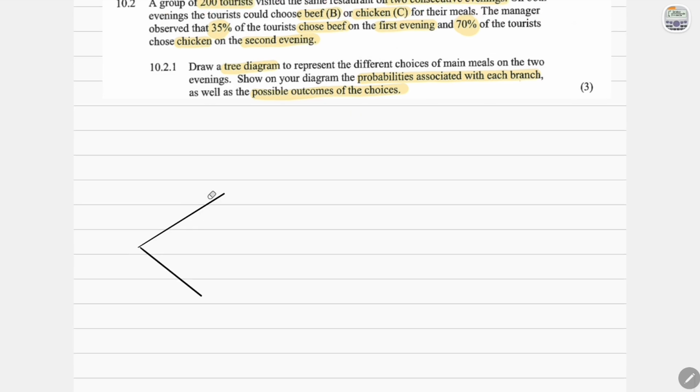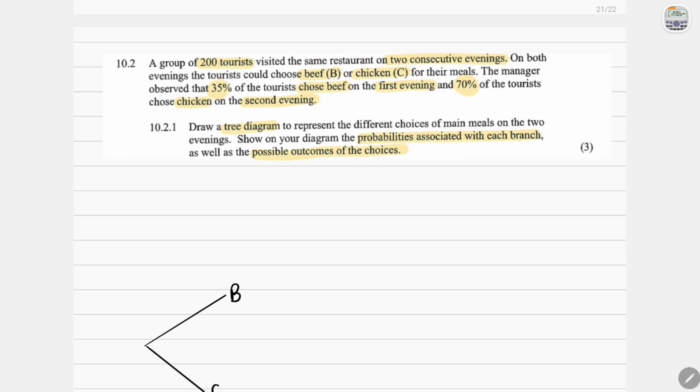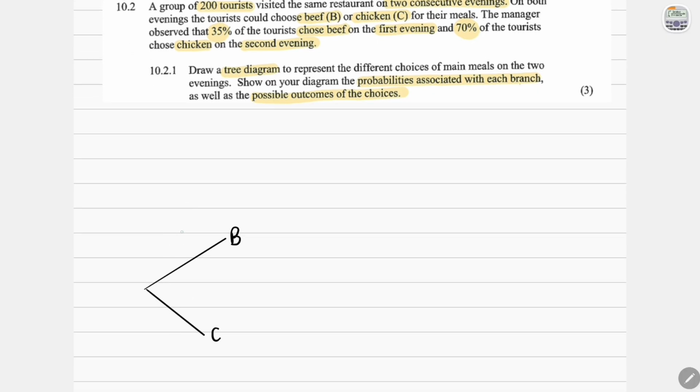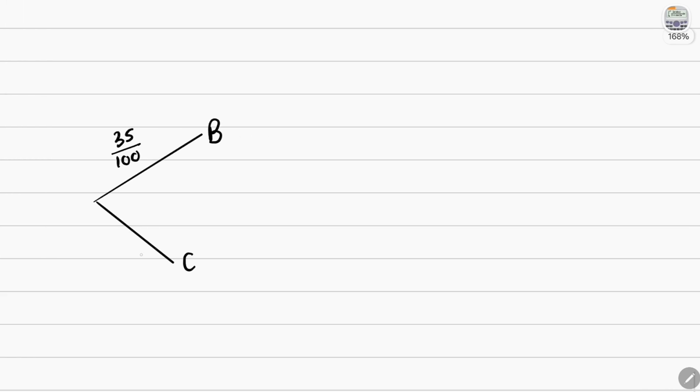So when we're looking at this, we're going to look at the probability of them choosing beef and the probability of them choosing chicken. And this is the first evening. They told us that the manager observed that 35% of the tourists chose beef on the first evening. So evening 1, 35% of them chose beef. This means 35 out of 100 chose beef. And so what does that mean about those that chose chicken? It would mean that 65 out of 100 chose chicken.